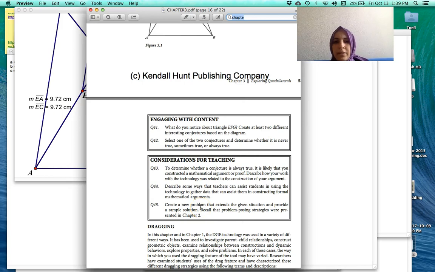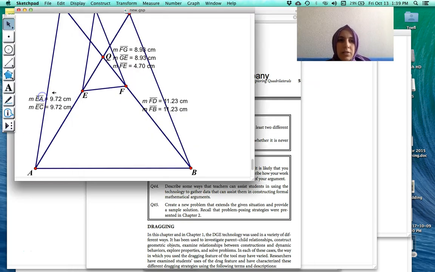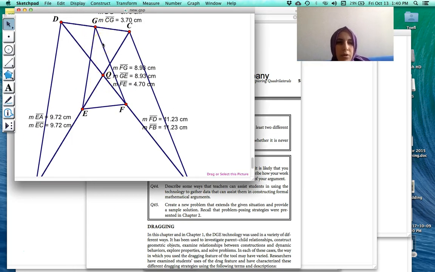Question 44. Describe some ways that teachers can assist students in using technology to gather data that can help them in constructing formal mathematical arguments. There are some ways that teachers can assist students in using technology such as GeoGebra or Sketchpad, to gather data that helps them find answers to questions, or they can prove theorems with it. As you see, my conjecture is always true because I proved it on Sketchpad.